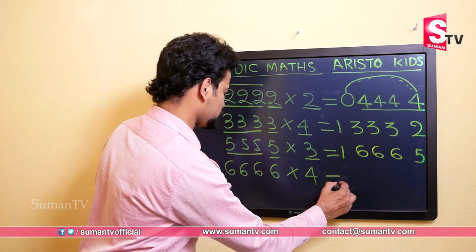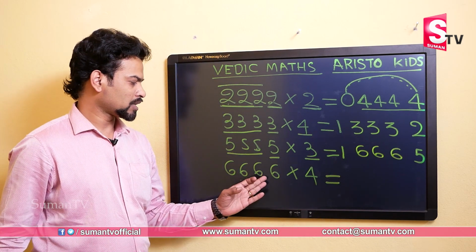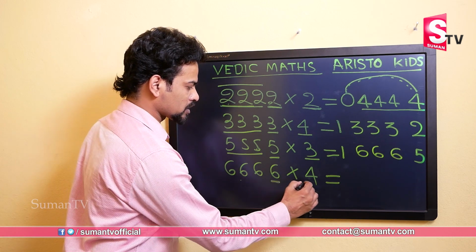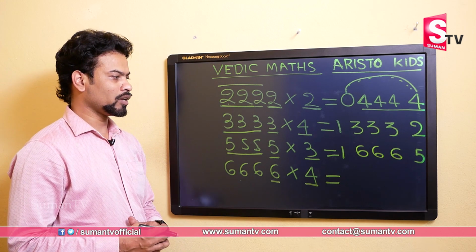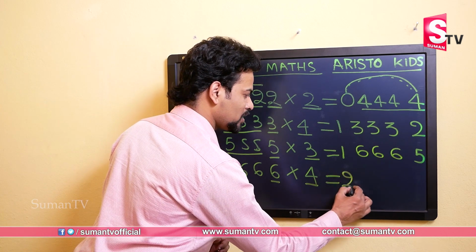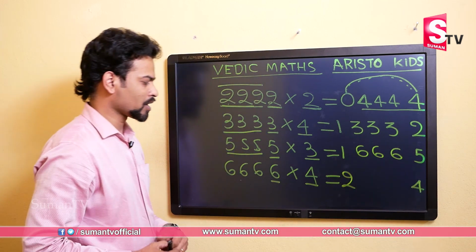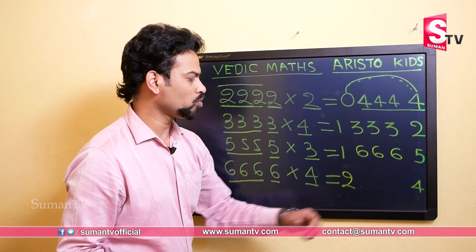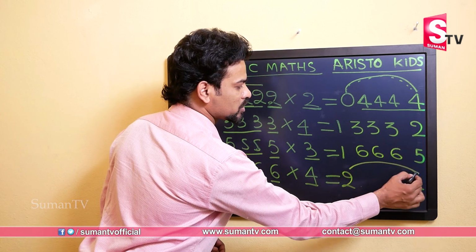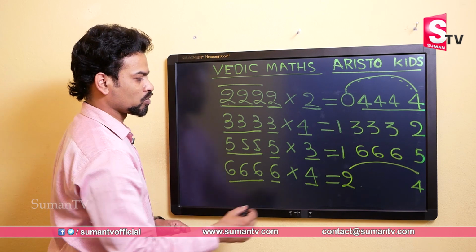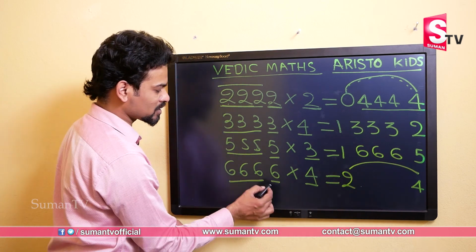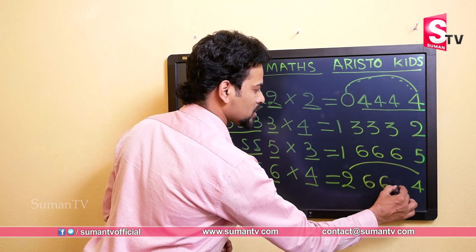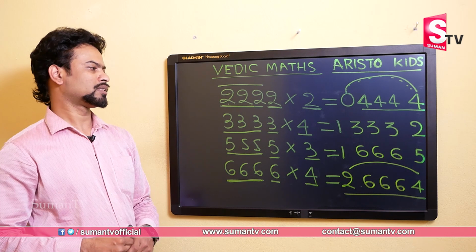Let's do one more. Suppose it is 6666 into 4. Same technique: 6 and 4 is 24. So we will place 2 here and 4 here. And how many 6's are left? 3 6's are left. So what digit do we need to put here? We add these two digits, 2 and 4, that is 6. So we will place 6 here, and because there are 3 6's left, we will place 3 6's here. So this is the answer.